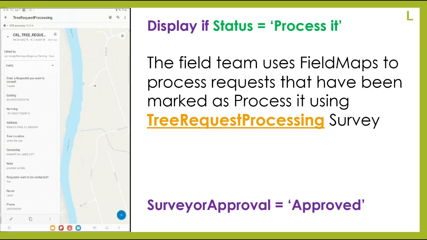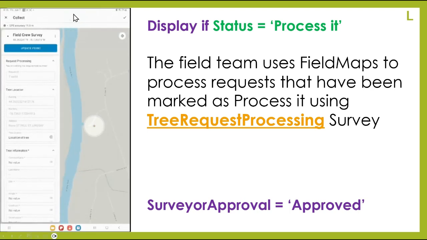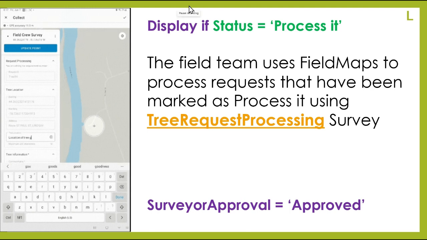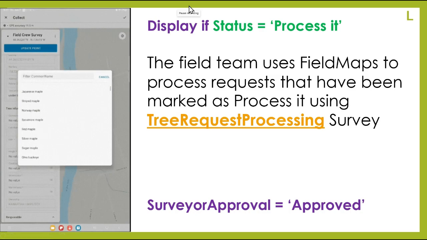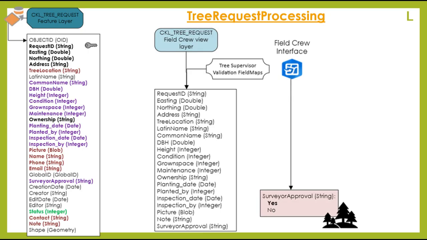At the end, they mark surveyor approval, and that is the trigger to allow the migration between tree requests and tree primary. The field team can edit various tree attributes such as common name and condition, and the team verifies all attributes on the ground before data is migrated to the tree primary layer.